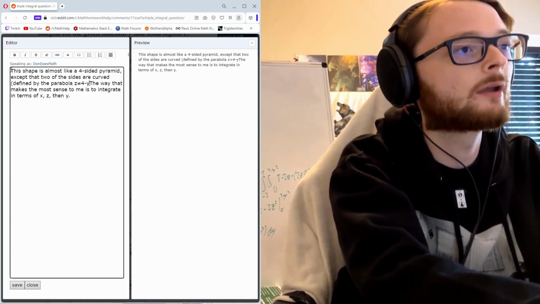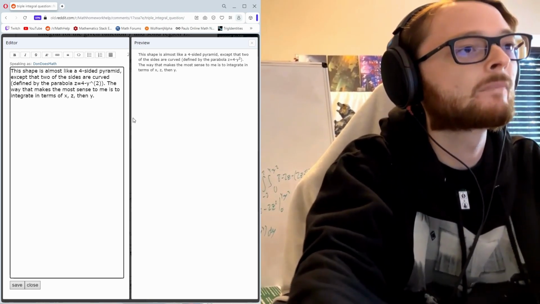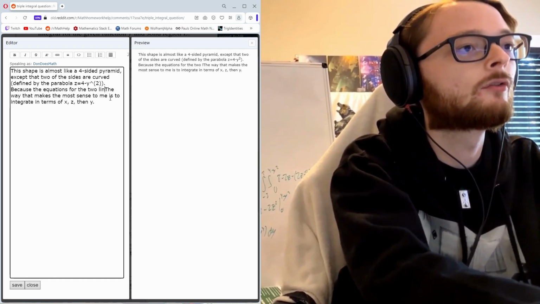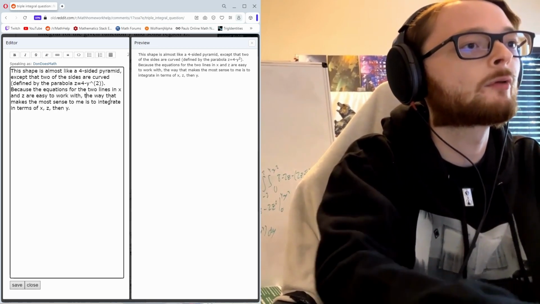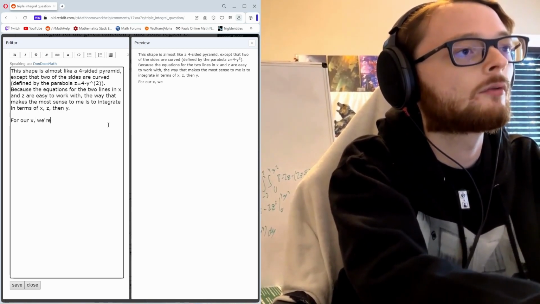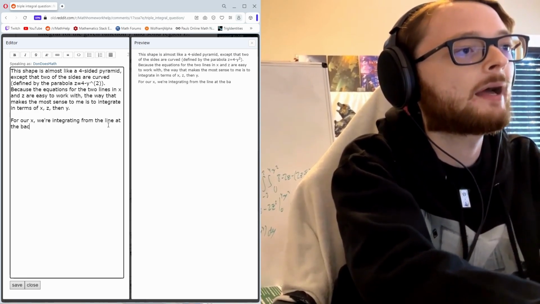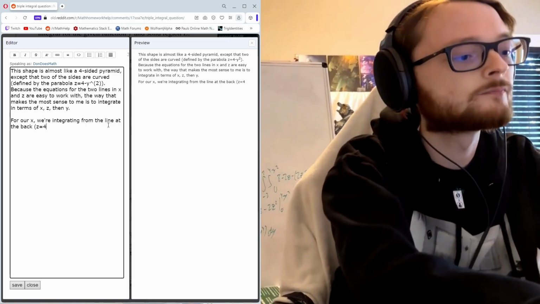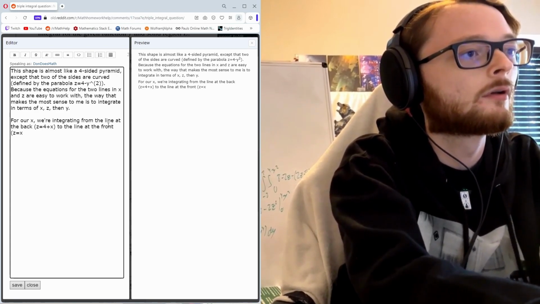Z equals 4 minus y squared. Because the equations for the two lines in x and z are easy to work with, it makes more sense to me to integrate in x and z than y. For x, we're integrating from the line at the back, z equals 4 plus x, to the line at the front, z equals 4 minus x.